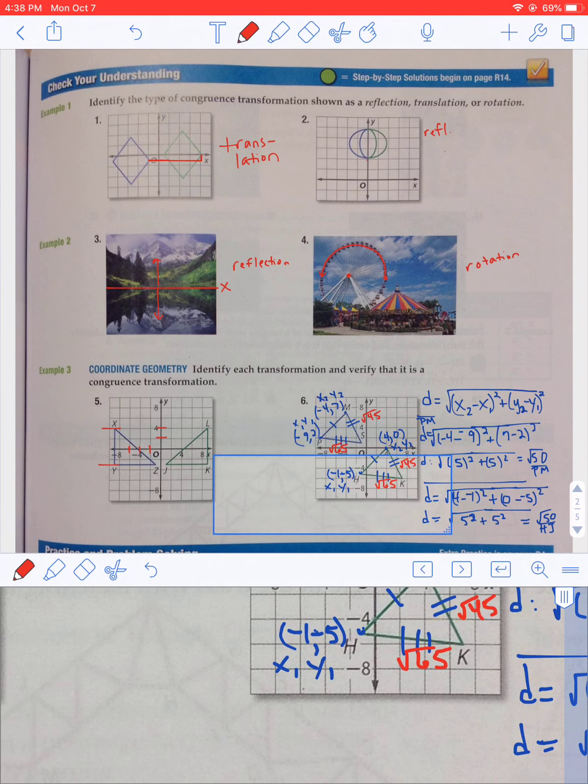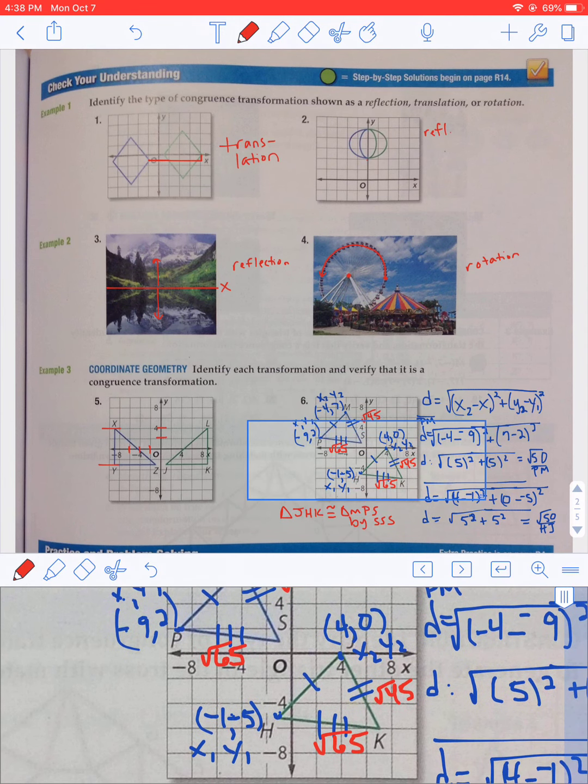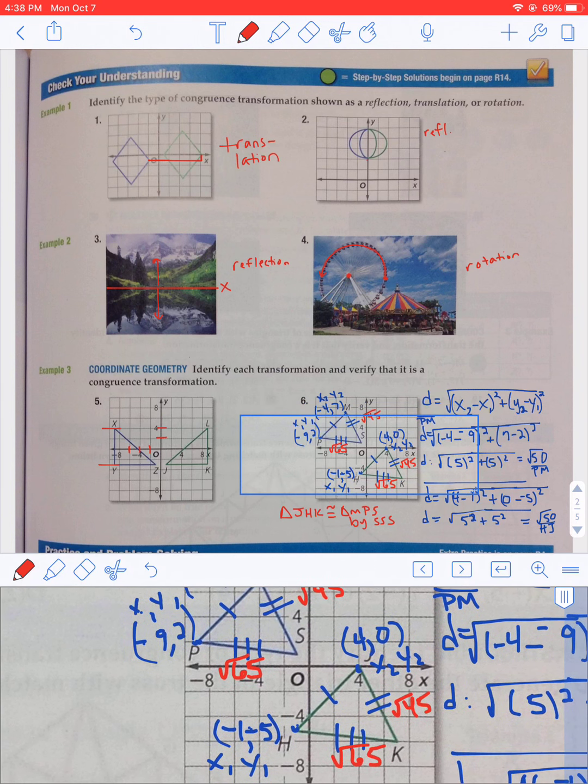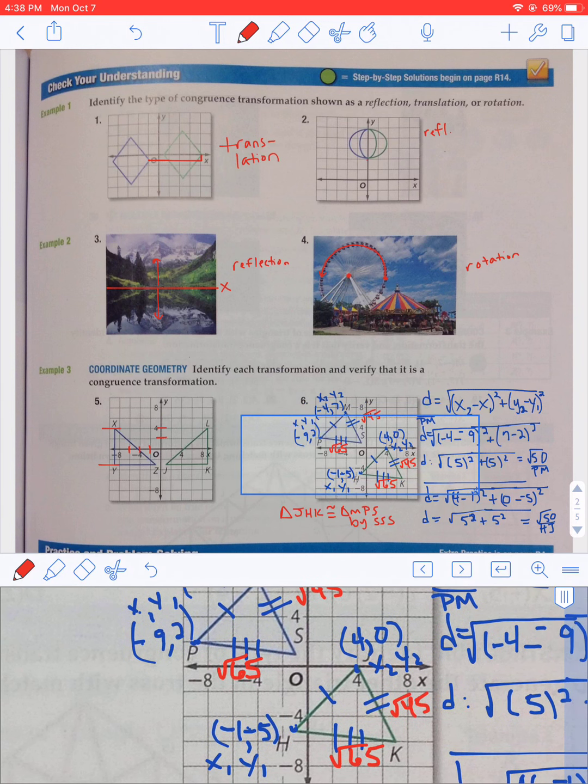So after you've done, like I said, 4 times and gotten those numbers, we can confirm that it is congruent. We can say triangle JHK is congruent to triangle MPS. Why? Because of side, side, side. This shows up here that all 3 sides have congruent sides on both triangles with a corresponding congruent side on the other triangle. So they are congruent in length, okay?